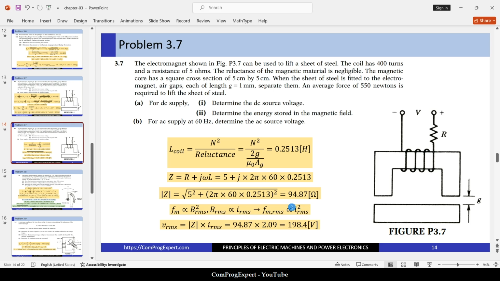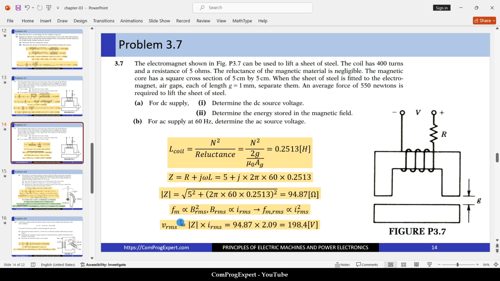So in this case, if we have this RMS value for the current, how much is the RMS value of the voltage? We need to calculate the impedance of this coil. So what is the value of the coil inductance? It is equal to N to the power 2 divided by the reluctance. The reluctance is equal to 2 times gap divided by mu 0 times the air gap area, 1 air gap.